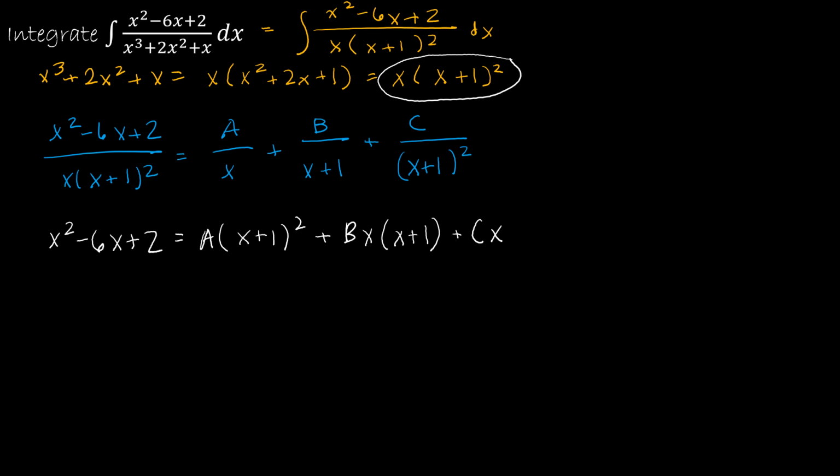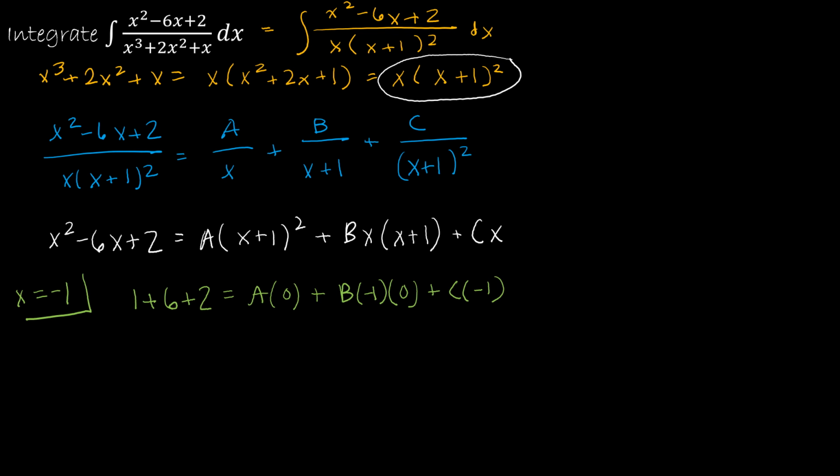So to start, I'm going to do exactly what I did in my last example, which is choose a value for x that I think is going to be easy to work with, which of course would be -1. So that gives me -1 squared, which is 1, minus 6 times -1, so minus -6 or plus 6, plus 2, is equal to a times -1 plus 1, which is 0, so a times 0 squared, which is still 0. Plus b times -1 times -1 plus 1, which is 0, plus c times -1.